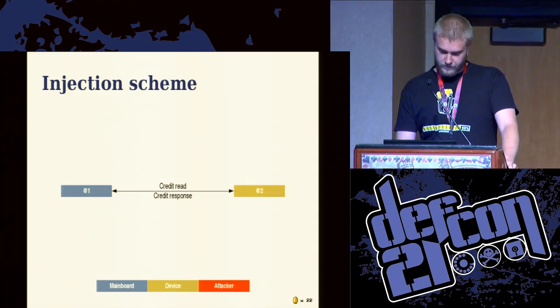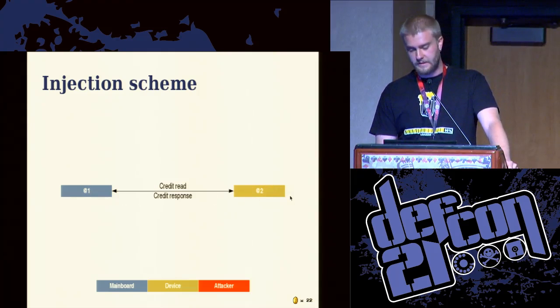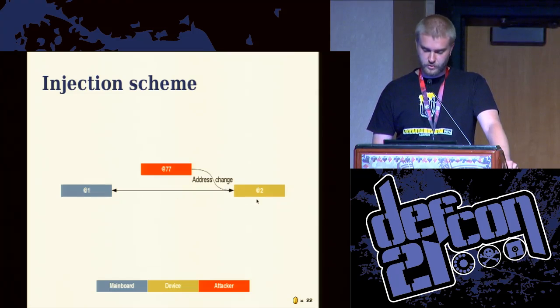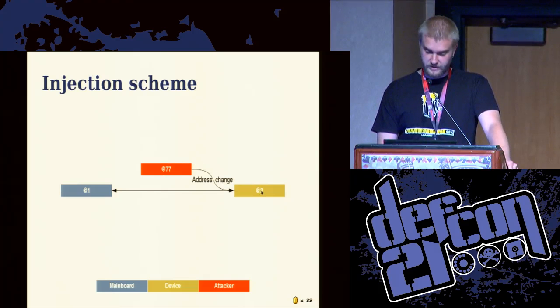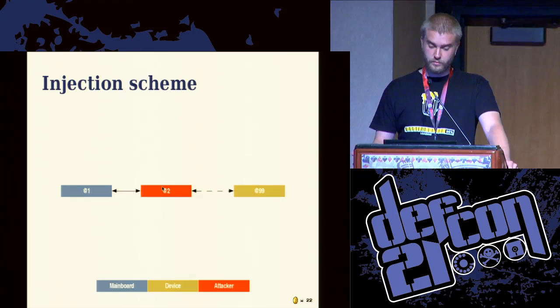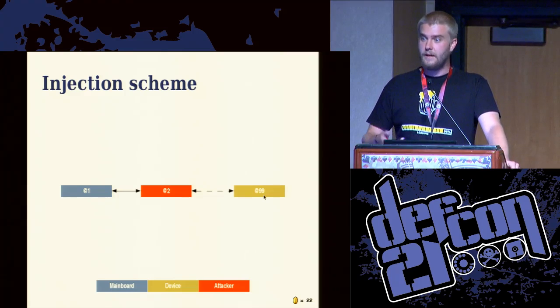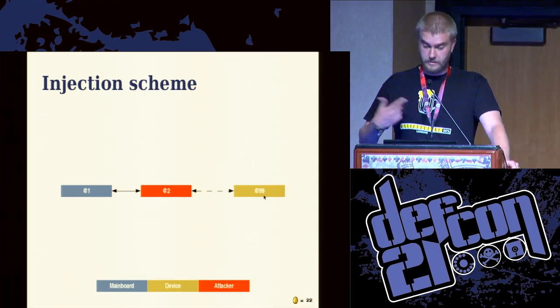If I show this, you have the main board there, which is address 1, the device at address 2. It sends credit read, it sends credit responses, etc. I just get on the bus, take an address like 77, and send an address change packet to the device. It will take address 99, for example, and I take address 2, and the main board will continue to ask me, instead of the coin acceptor, for my status. And that way I can respond, okay, hey, I got a new coin. I got a new coin too. Again.